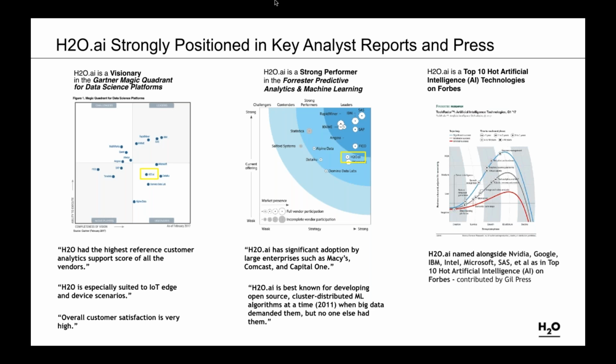And when big data was just on the rise, H2O was the only or the best known for developing open source cluster distributed machine learning algorithms at that time, and no one else had them. And also Forbes recognized H2O as one of the top 10 AI technologies amongst other companies in the ecosystem such as NVIDIA, Microsoft, Google, and so on.